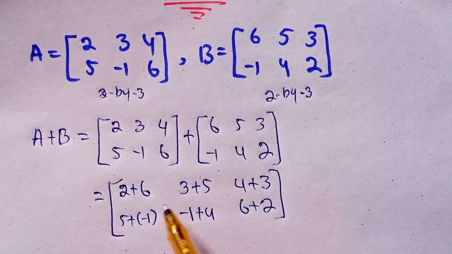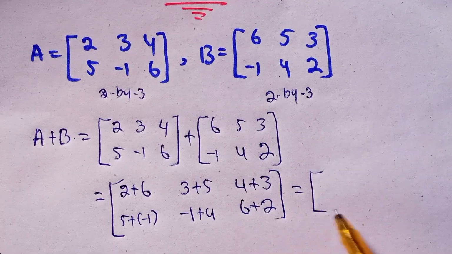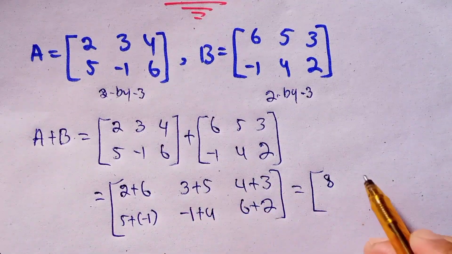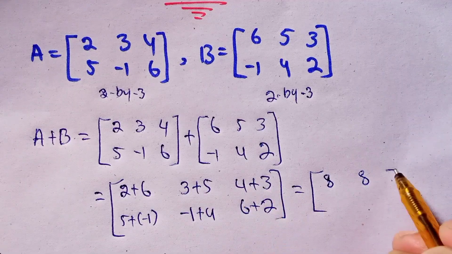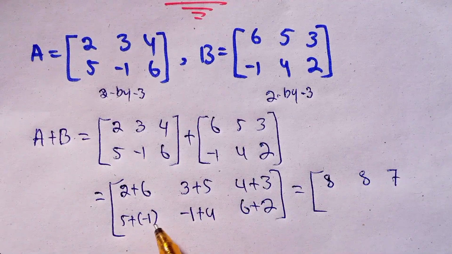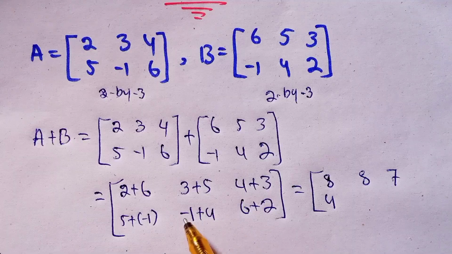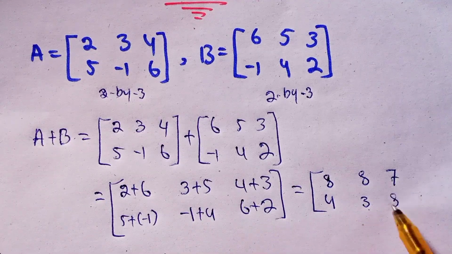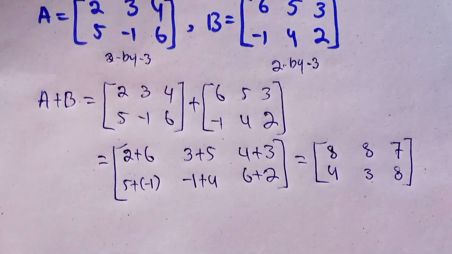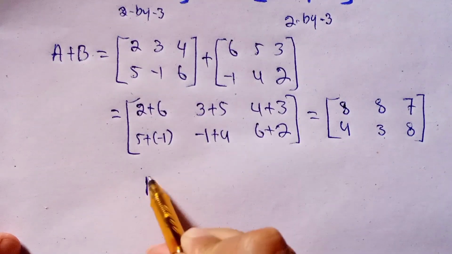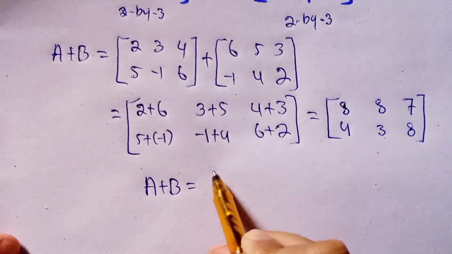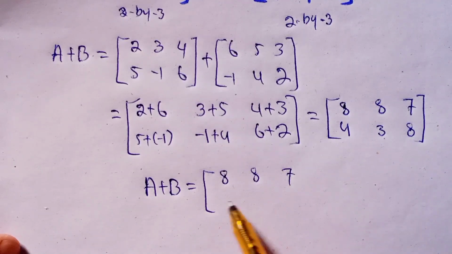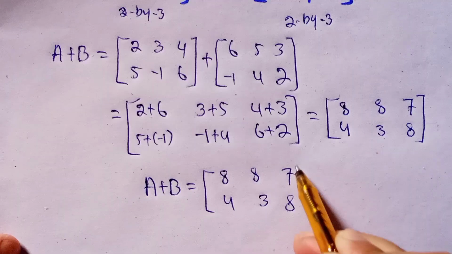Right, now we are going to simplify this matrix. So we have 2 plus 6 is 8, 3 plus 5 is 8, 4 plus 3 is 7, 5 plus negative 1 is 4. Negative 1 plus 4 is 3. 6 plus 2 is 8. Right? So A plus B equals 8, 8, 7, 4, 3, and 8.